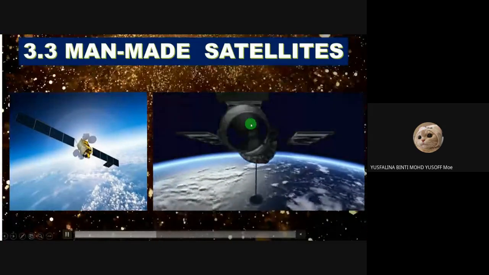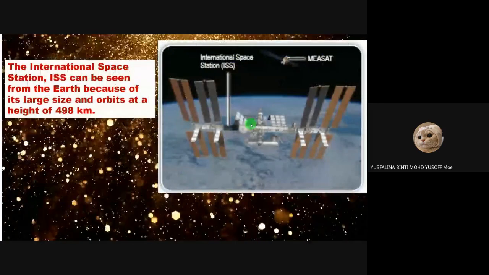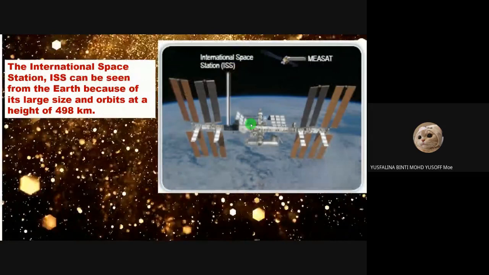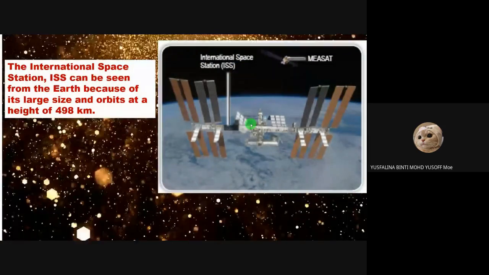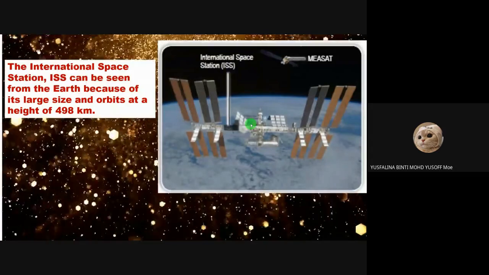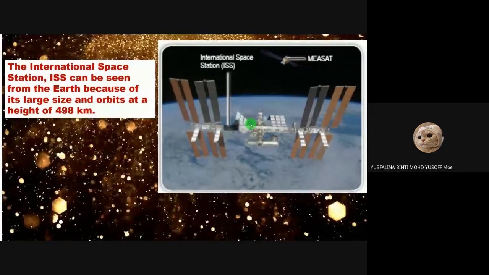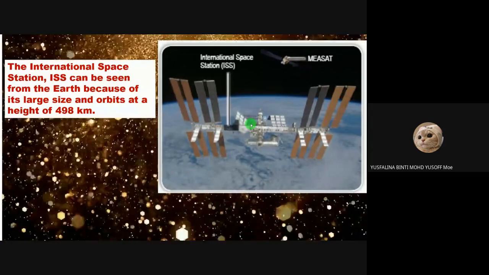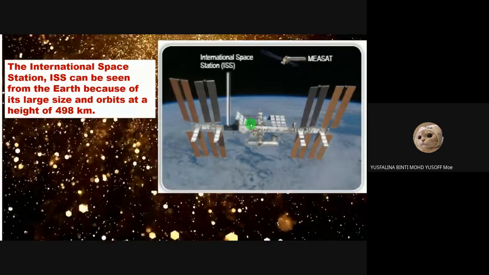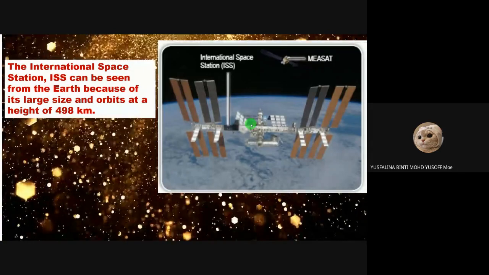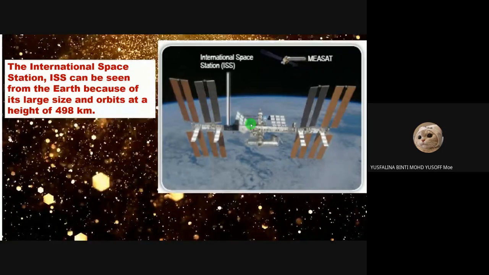Okay, so let's see 3.3, main met satellite. The International Space Station: the ISS can be seen from the Earth because of its large size, and it orbits at a height of 498 kilometers.